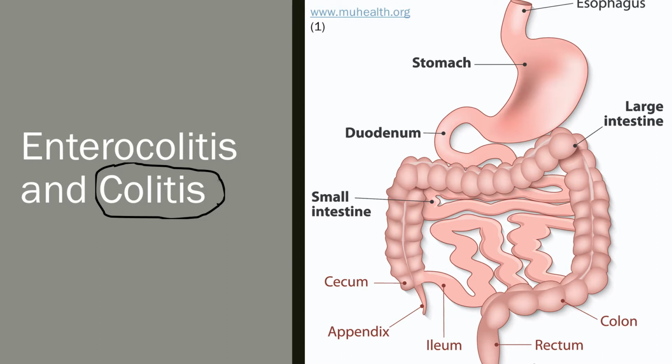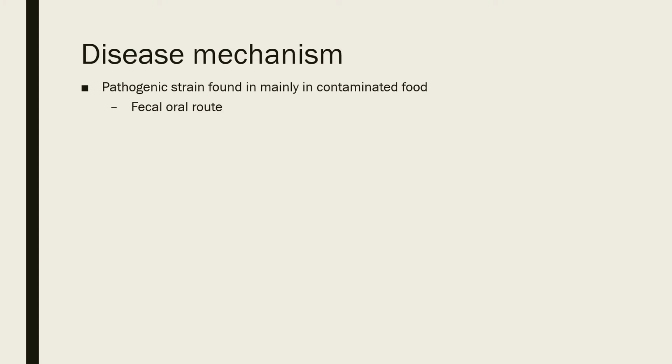I group these together because the only difference between the two of them is that enterocolitis includes the small intestine. Now, enterocolitis and colitis are caused by a pathogenic strain found mainly in contaminated food. E. coli infections mainly start with contaminated food, so the cause of infection would be the fecal-oral route.